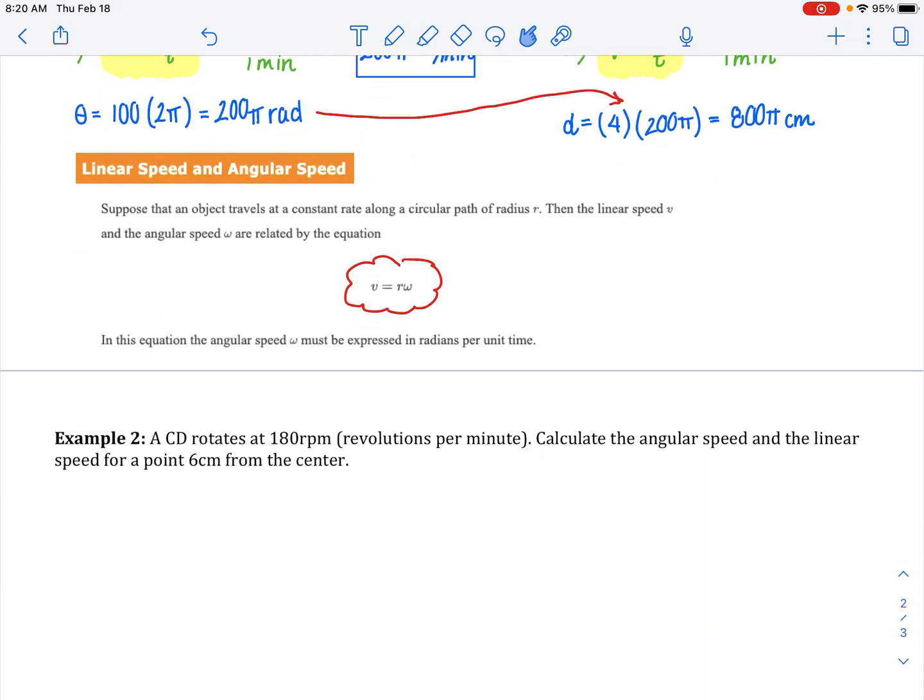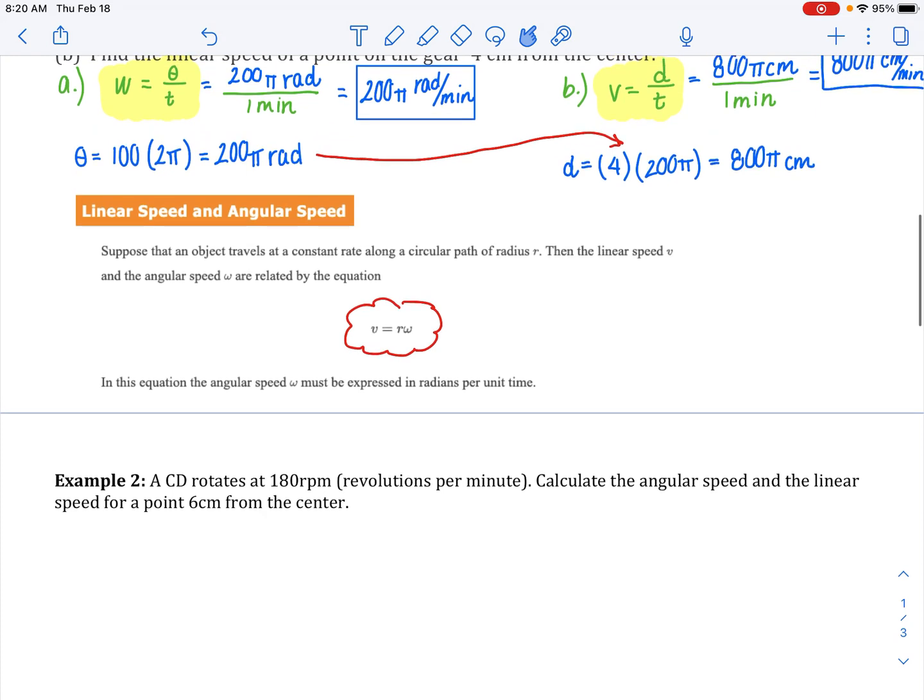So a CD rotates 180 revolutions per minute. Calculate angular speed and linear speed for a point 6 centimeters from the center. So here it looks like we're just going to use both of our formulas from above. We're not relating them, so we're not going to need this one as of right now. We're doing two separate problems, like an A and a B, like we did above.